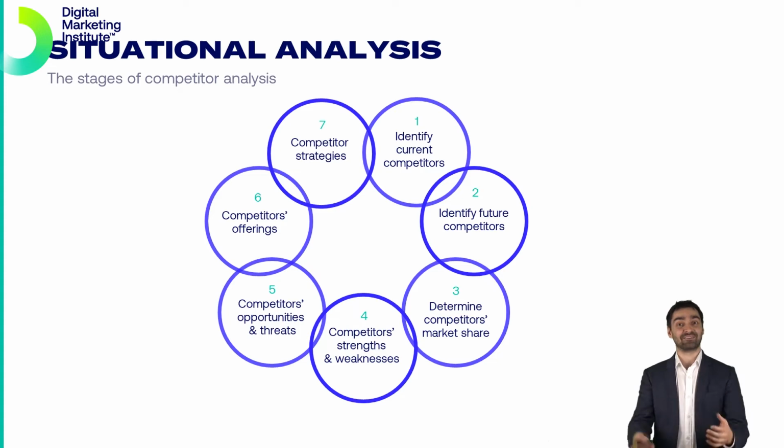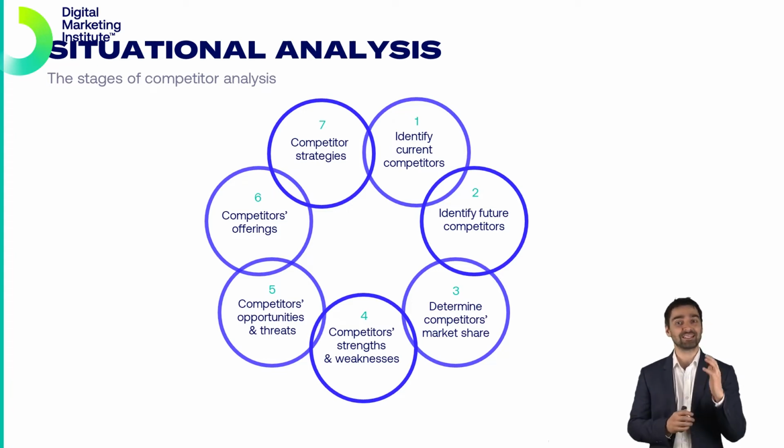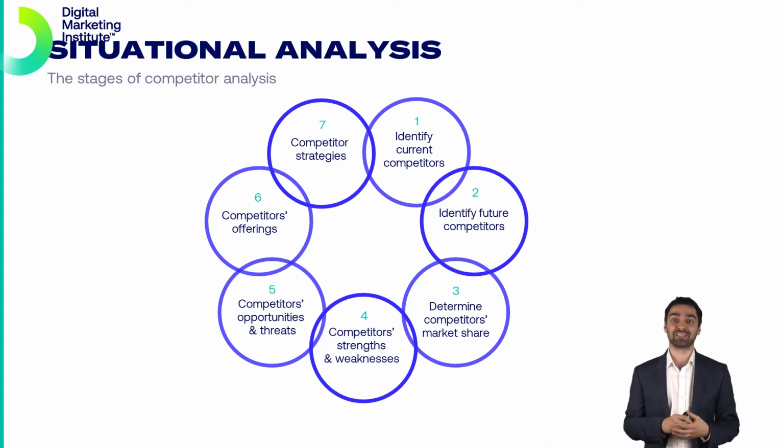So let's think about a competitor analysis. There are in essence 7 key stages that you need to be thinking about. The first thing to do is to identify your current competitors. Now, the issue that you have is on the face of it, it may seem pretty reasonable to understand who your competitors are. In reality, in today's environment, it's very difficult.